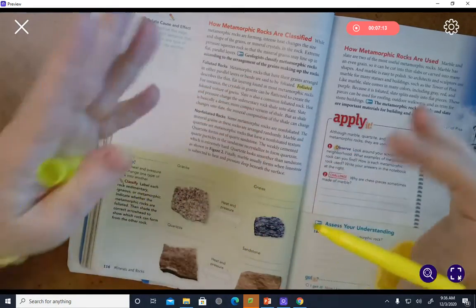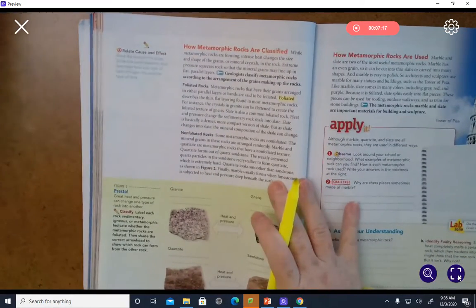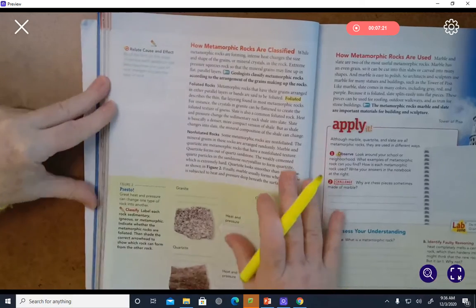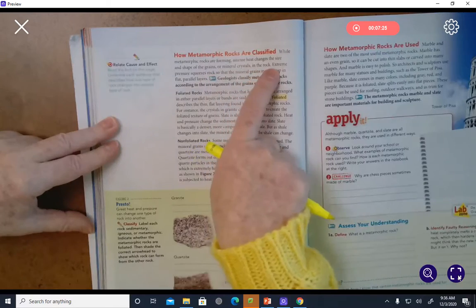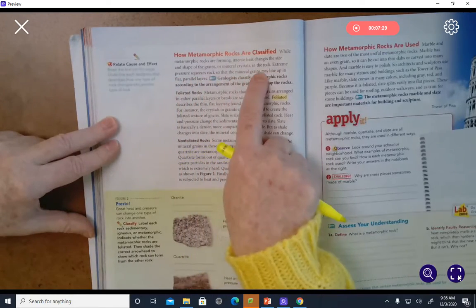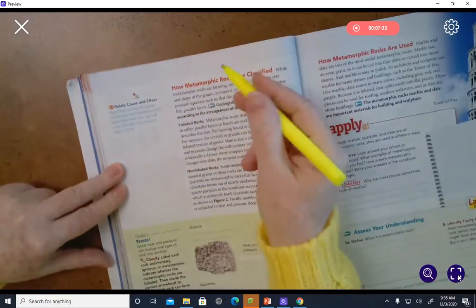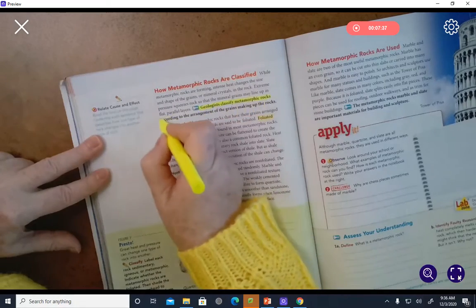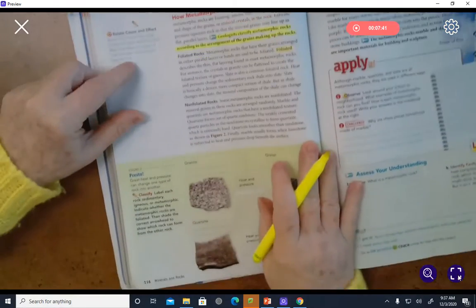So now we're going to learn the two types of metamorphic rock. While metamorphic rocks are forming, intense heat changes the size and shape of the grains or mineral crystals in the rock. Extreme pressure squeezes rock so that the mineral grains may line up flat and in parallel layers. So geologists, here's that key idea, geologists classify metamorphic rocks according to the arrangement of the grains in their rocks.